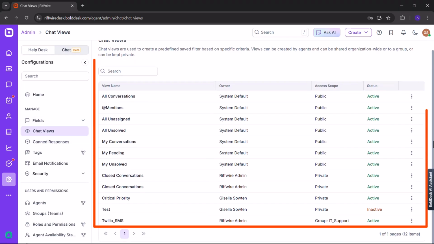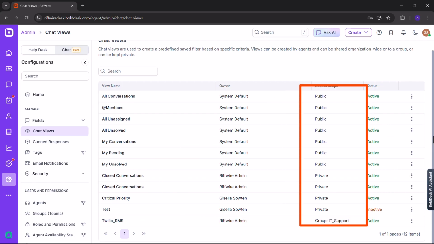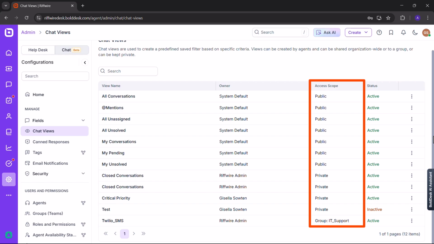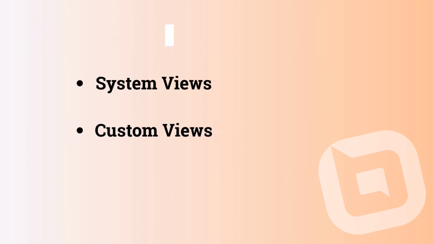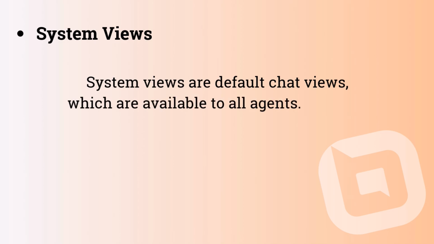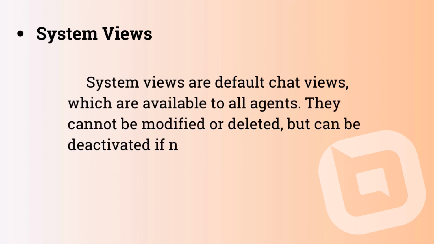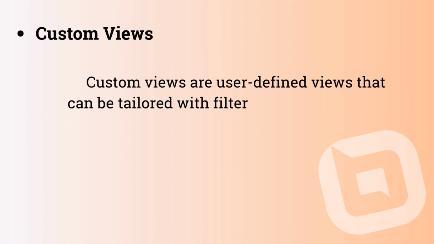Here, all available chat views are listed, including the one I just created. The Access Scope column displays who can access the view, and the Status column displays whether the view is active or inactive. Two types of chat views are available: System Views and Custom Views. System Views are default chat views available to all agents. While they cannot be modified or deleted, they can be deactivated if not needed. Custom views are user-defined views that can be tailored with filters.